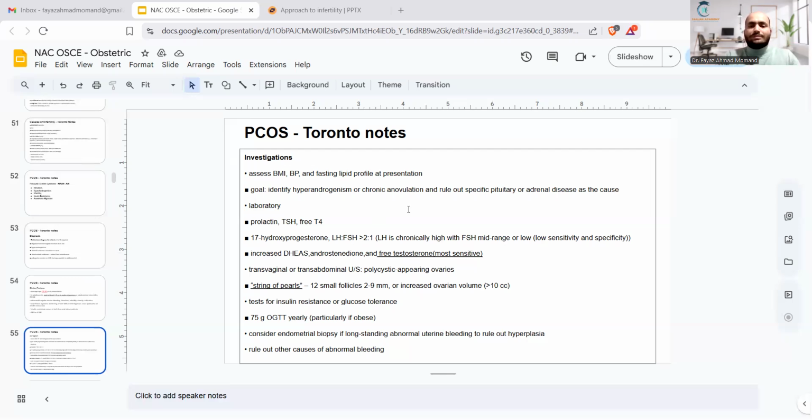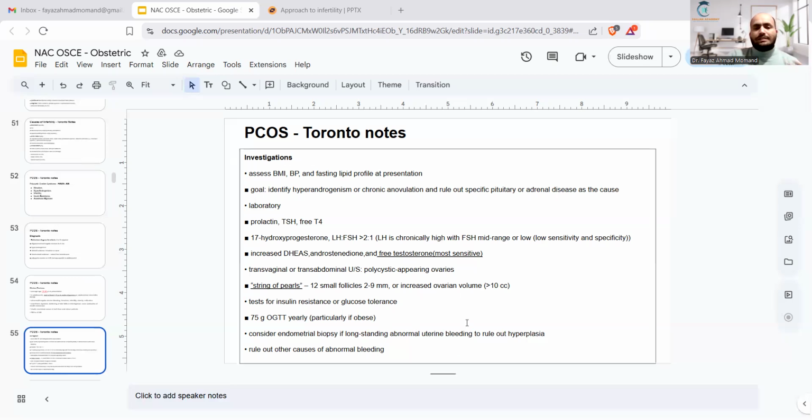Now, if someone's fasting or random sugars are high, and we are suspecting PCOS, then we can follow it up with an oral glucose tolerance test to make sure that they are not diabetic, because 10% of patients with PCOS may become diabetic.